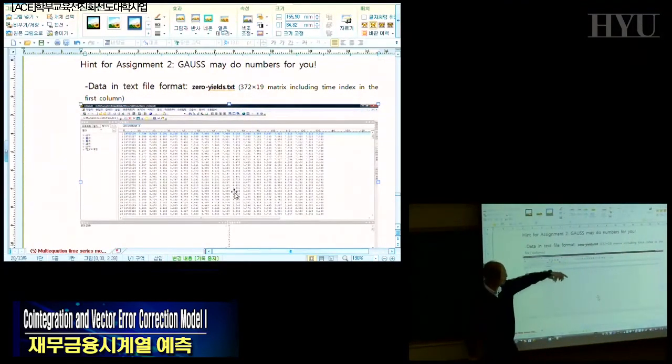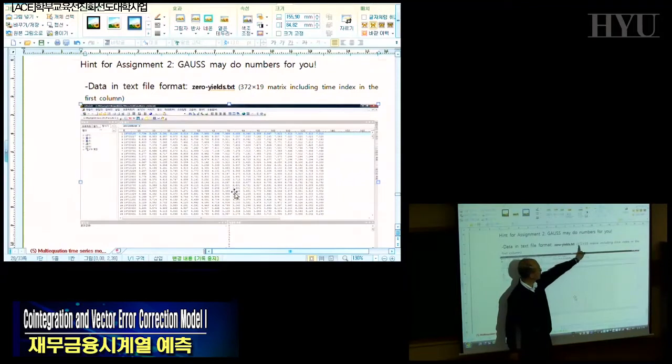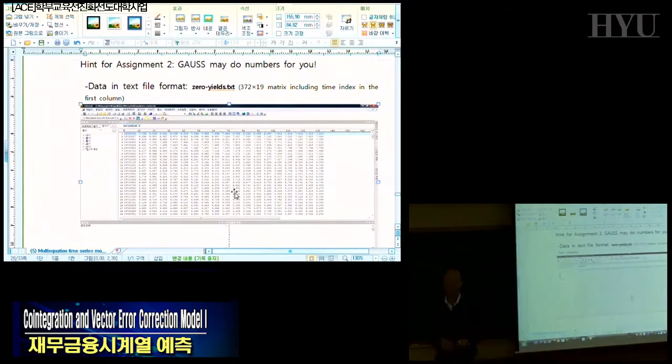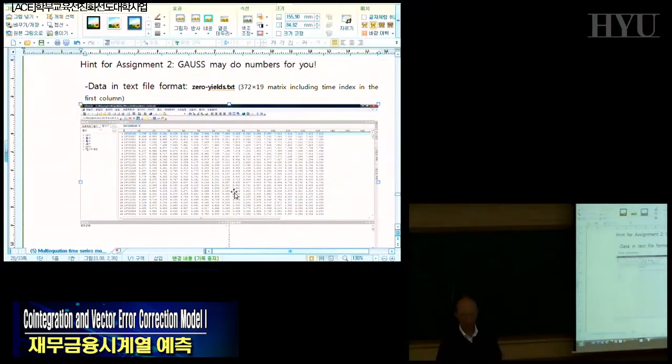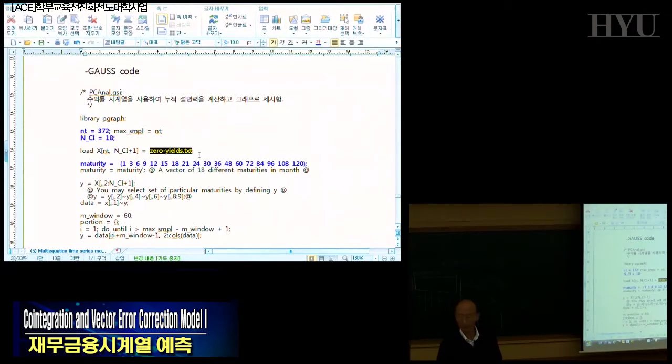In the lecture notes, I used this text file where you have 18 maturity spot rates and 1 time index that look more like this one. Okay. And Korean spot rates is stored in the same format, for time index and rest. So if you have that text file as an input, that's there.